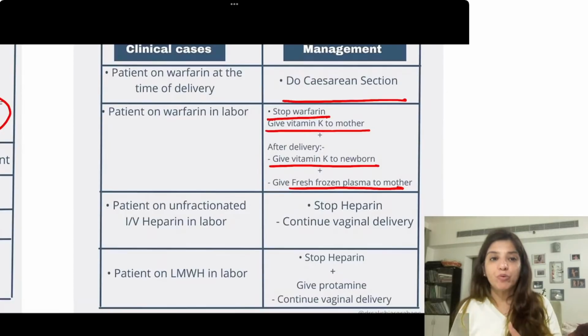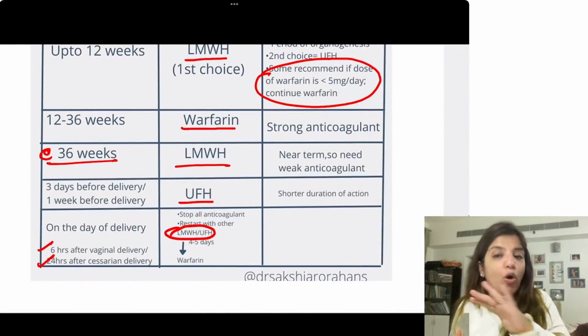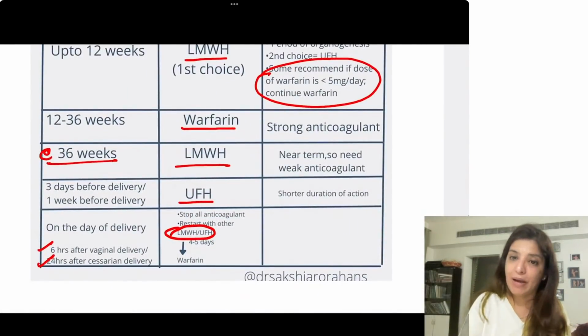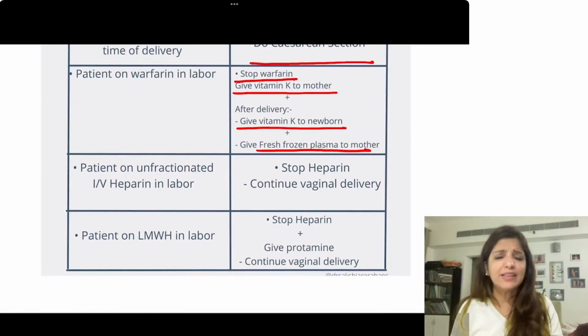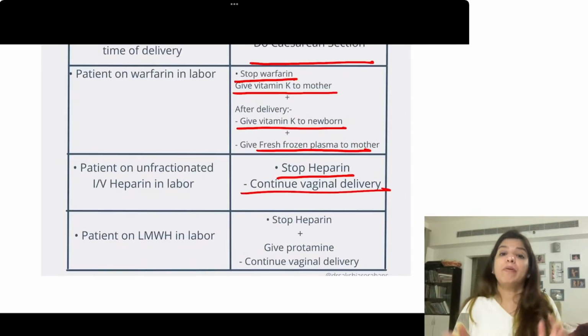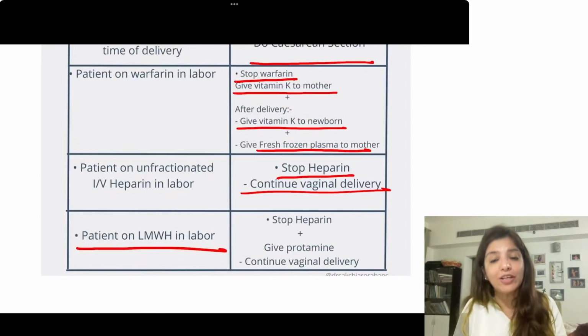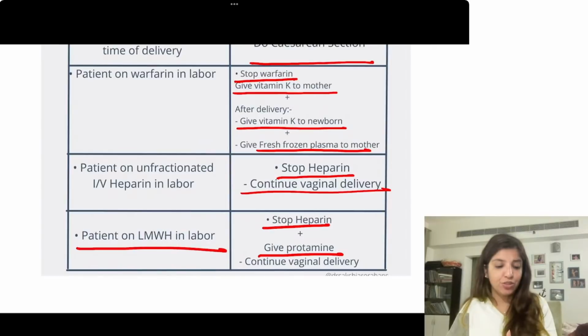Now suppose the patient is on unfractionated heparin and goes into labor. I just now told you that on the day of delivery, you have to stop all anticoagulants, including unfractionated heparin. So if the patient is on unfractionated IV heparin at the time of labor, then in that case do nothing. Just stop heparin and continue vaginal delivery, because unfractionated heparin has a very short duration of action, right? But on the other hand, if the patient is on low molecular weight heparin and is in labor, then in that case stop heparin, give protamine. Protamine is an antagonist, and continue vaginal delivery.